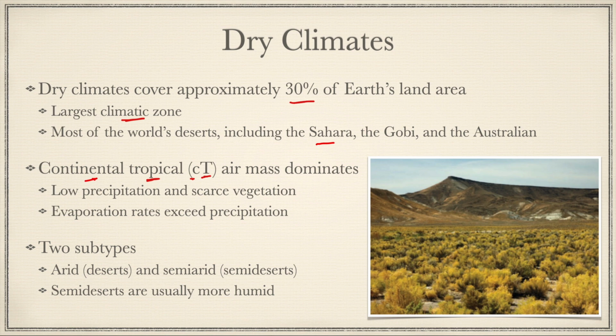Low precipitation and scarce vegetation in these dry climates. Evaporation rates exceed precipitation rates in these areas. There are two subtypes. You have arid, which are deserts. You have semi-arid, which are semi-deserts. The semi-deserts are usually more humid, and they act as a boundary between deserts. So if I have a desert area here, and a more humid area over here, I would have this semi-arid region in between the two.